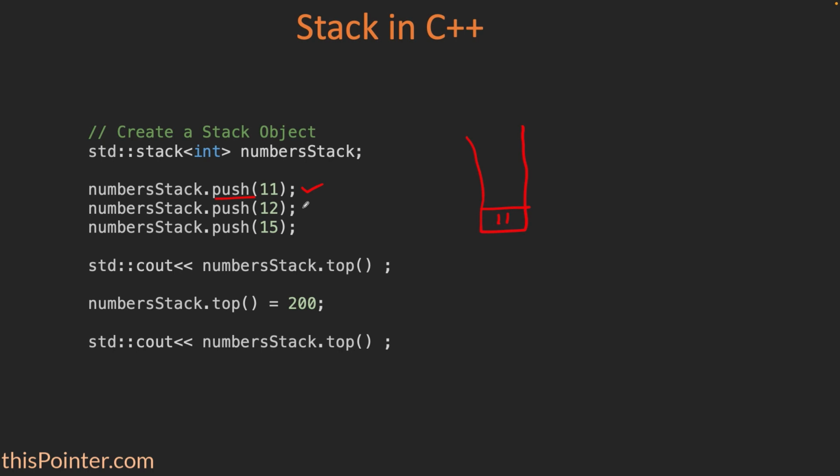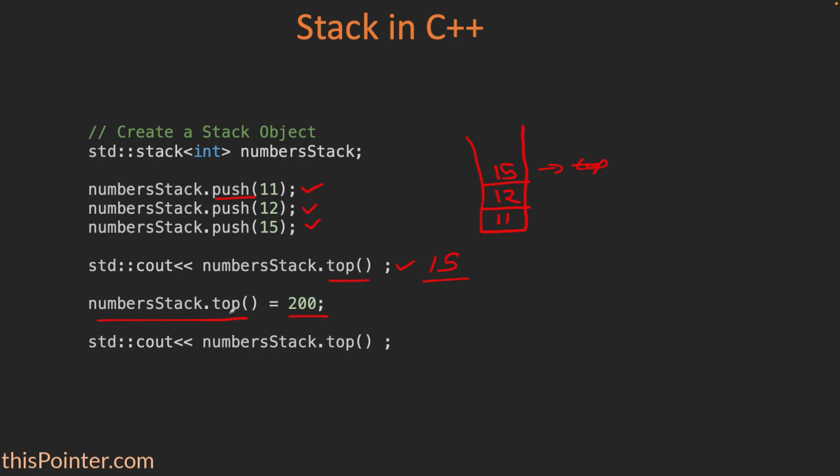Then we call the push function with value 12. Now 12 will be at the top of the stack. After that, we call the push function with 15. So now 15 will be at the top of the stack. So if we call the top function now, it will give us value 15. The stack class provides the function top, which returns a reference of the value at the top. Remember, it returns a reference, so we can also change the value at the top.